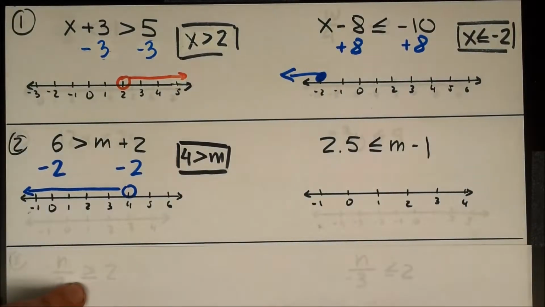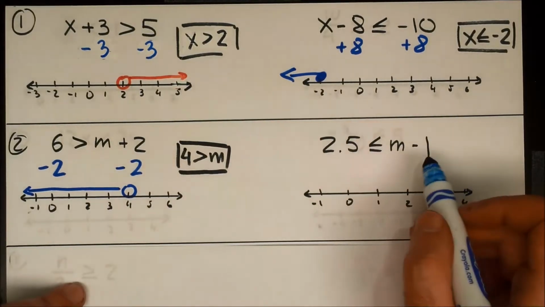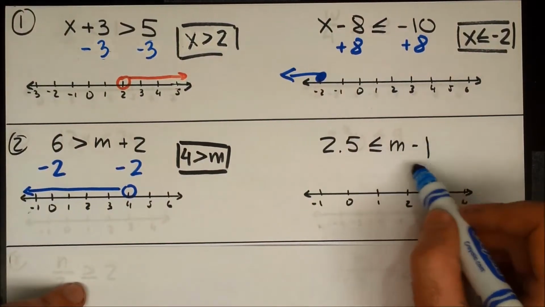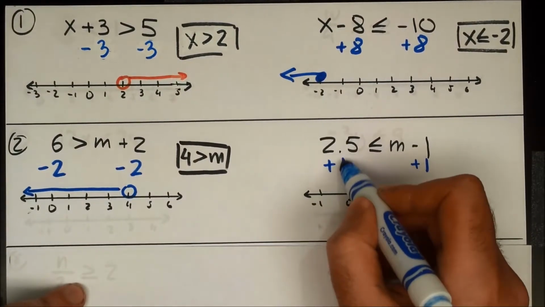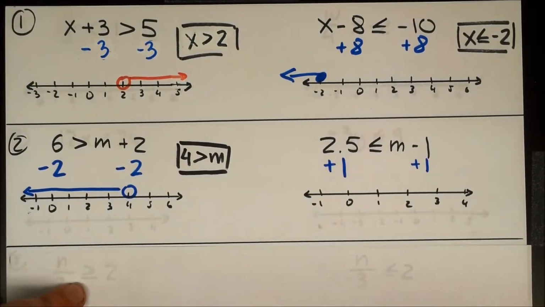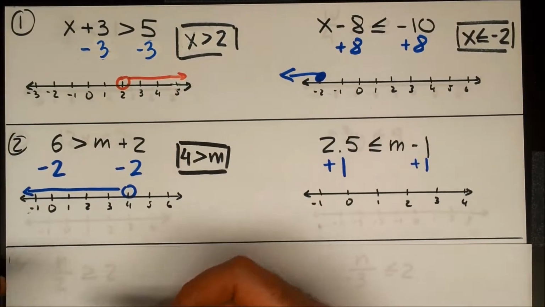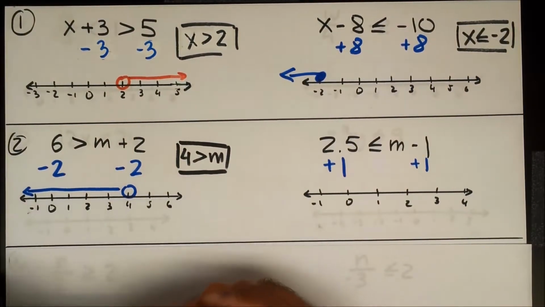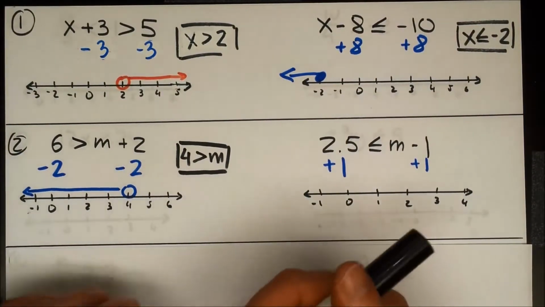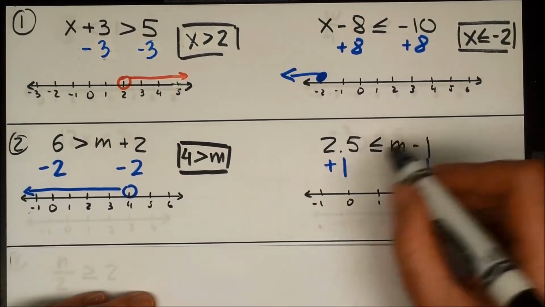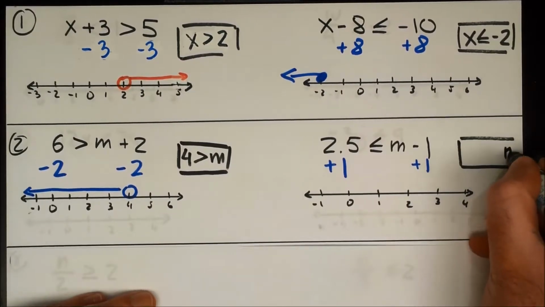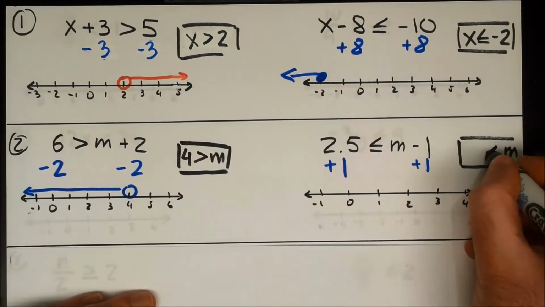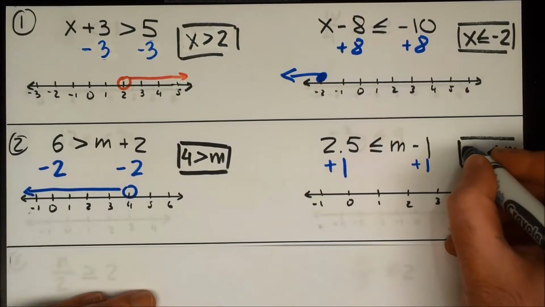The second half of 2, once again I'm going to isolate the m. It's a minus 1, so I add 1 to both sides. Adding and subtracting are safe operations, in inequalities nothing flips, nothing changes. Life goes on as normal. So 2.5 plus 1 is 3.5. So I'm going to have m is greater than or equal to 3.5.